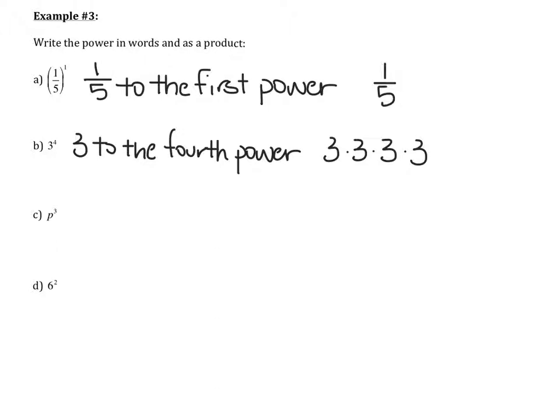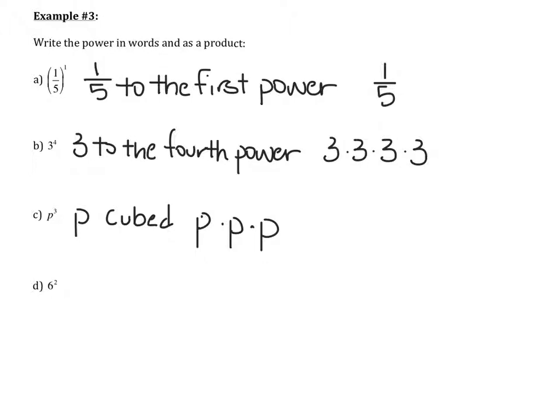For part C, it says p to the 3rd power. A way to write that would be p cubed. Anything raised to the 3rd power can be written as cubed. So p to the 3rd power would be one way to write it, but the more common way is to say p cubed. That would be, as a product, p times p times p, so p 3 times.